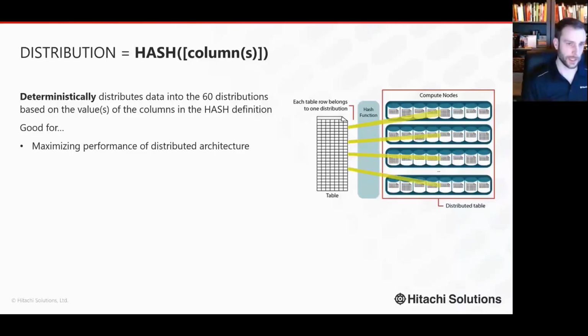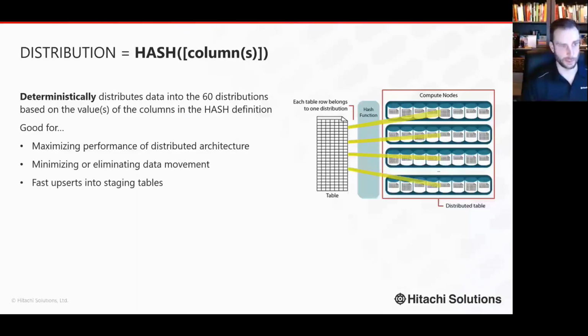This is great for maximizing performance, minimizing or eliminating data movement, and fast upserts into staging tables, but bad for tables with low cardinality columns. As an example, imagine you have a 100 million row table and you decide to hash on a column that has 50% null values. That null value is going to get passed into the hash function, and what will happen is that you'll have one single distribution out of the 60 that will contain 50% of your data.